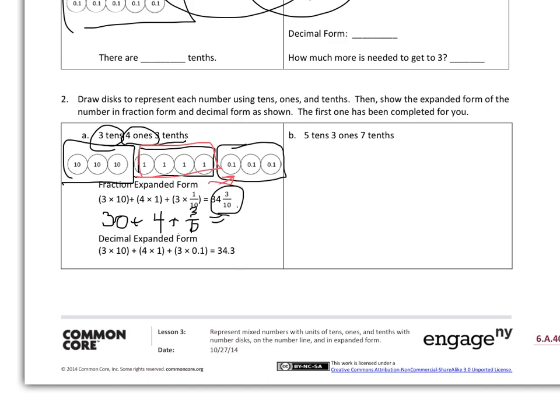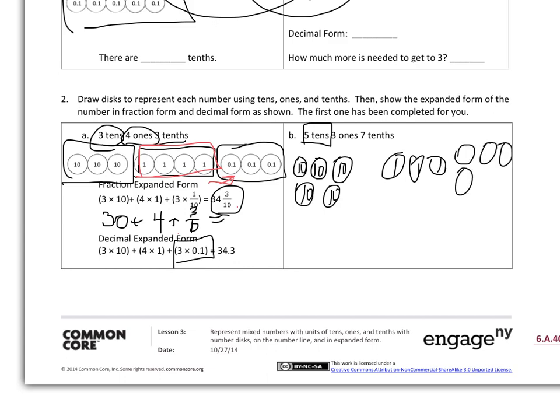The only change they need to make for expanded decimal form is to go from 1/10 the fraction to 0.1 the decimal. So here students would draw 5 discs with a value of 10. Then they would show 3 discs with a value of 1 and 7 discs with a value of 1/10.